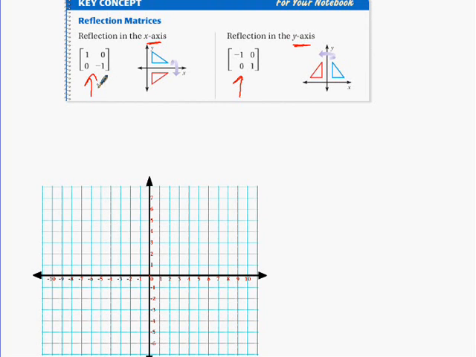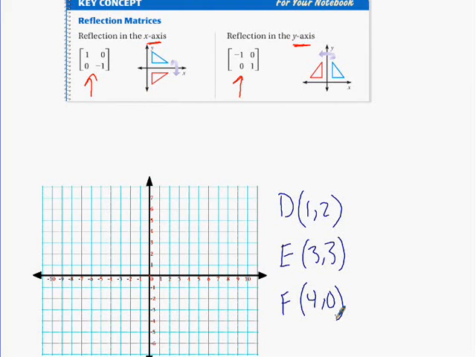First, we are going to reflect this figure. Let's have D, let's call it E, and F. Okay, D will be 1, 2, E will be 3, 3, and F will be 4, 0. Alright, and we will eventually be reflecting these, and we'll write these points down later, what we end up getting. But we're going to use matrix multiplication.